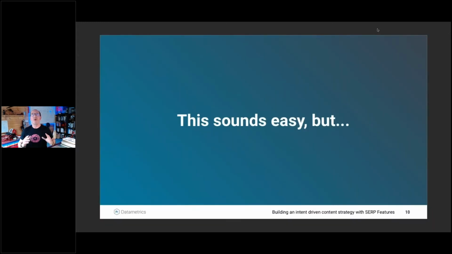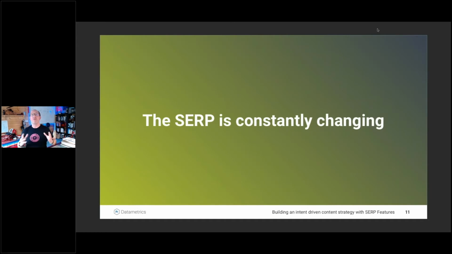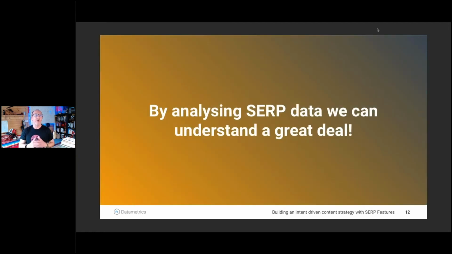Okay, now, having said that, let's create doorways, let's connect it together. It sounds super easy, but the SERP itself is constantly changing. It's changing at a rate greater than it ever has done over the past few years. Okay, and there's an awful lot of data in there, but you know what? By analyzing that data, we can begin to understand a great deal.